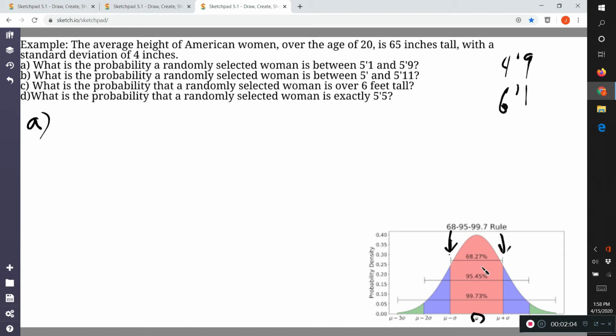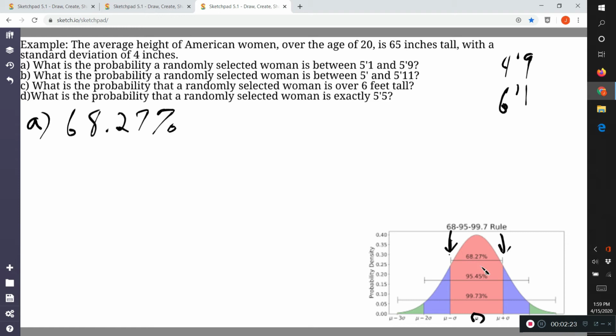So we can actually shortcut this. We don't need to do the calculus. We know that between those two variances, we're going to have 68.27% of the population fall within that category.